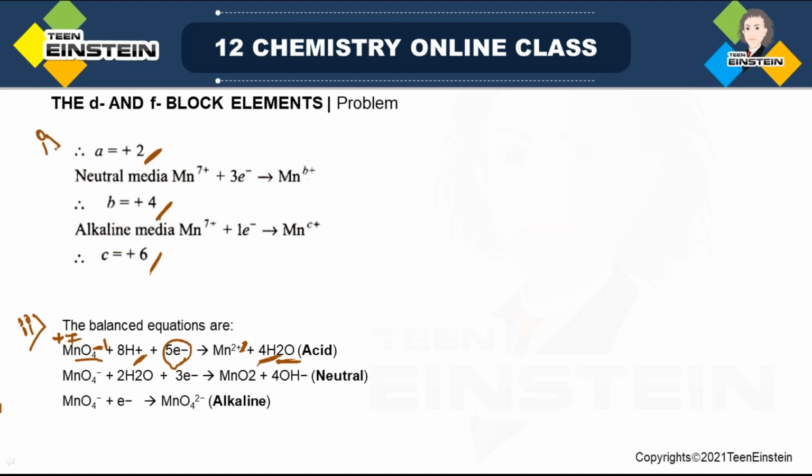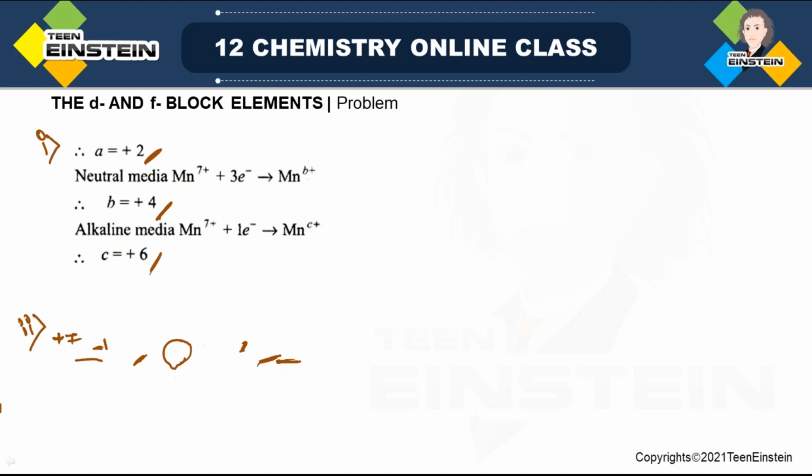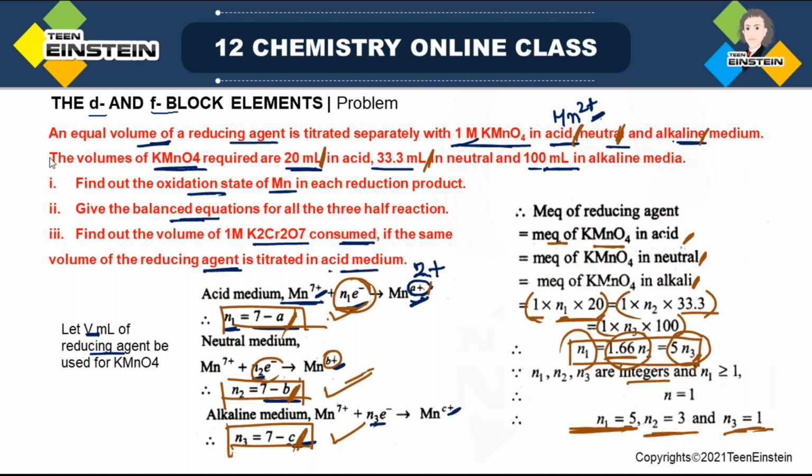This is for the first question. And the third question is asking, look at the third question. It is asking to find out the volume of 1 molar potassium dichromate. Now potassium dichromate is another oxidizing agent just like KMnO4. We have to find the 1 molar K2Cr2O7 consumed. What is the corresponding volume?